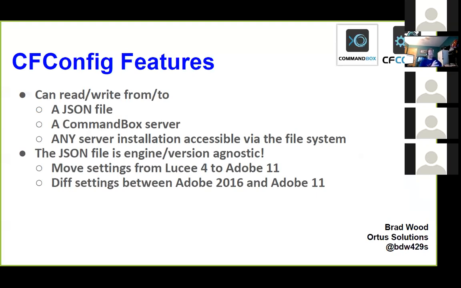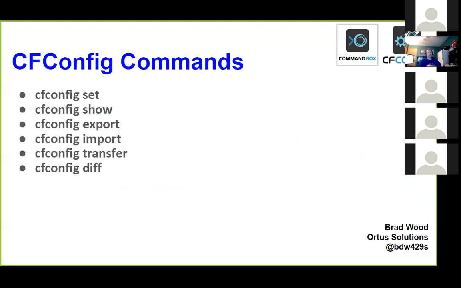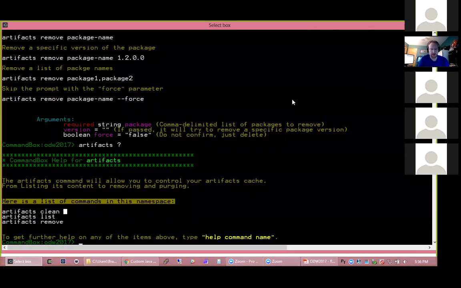Because if you're copying XML files around, which is especially popular right now in Docker, right? Copying XML files around, I mean, is that going to work on the next version of Lucee? You don't know, right? But copying a generic JSON file around and asking CFconfig, will you please import this appropriately into Lucee 5, right? That's super portable. The base commands are cfconfig set, show, export, import, transport, transfer, and diff.